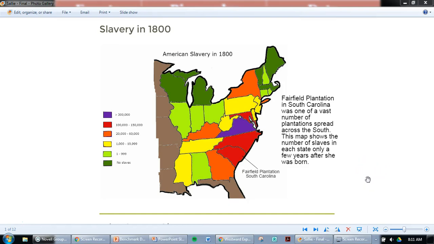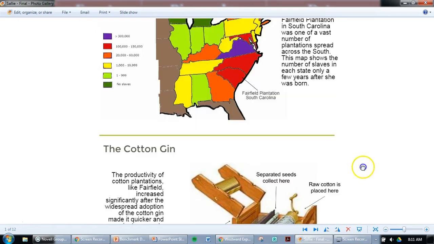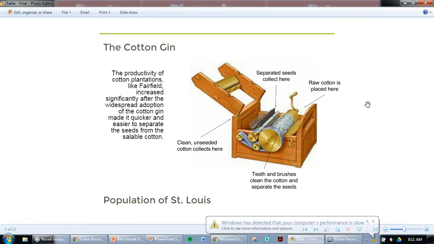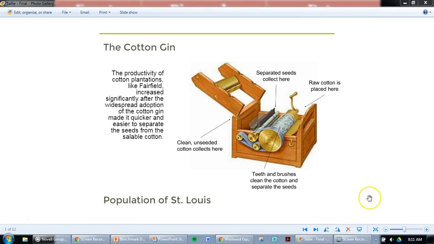The point here is to show something about westward expansion. So the same thing with the cotton gin. The productivity of cotton plantations like Fairfield increased significantly after the widespread adoption of the cotton gin made it quicker and easier to separate seeds from saleable cotton. Yes, it's about Sally, it's about Fairfield Plantation, but really it's showing something bigger about westward expansion. The connection to Fairfield, the connection to Sally, is almost a gimmick. It's a way to get to the information.